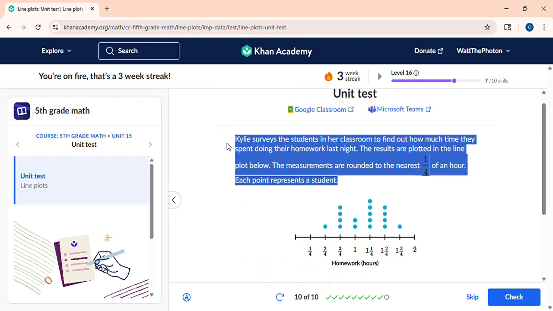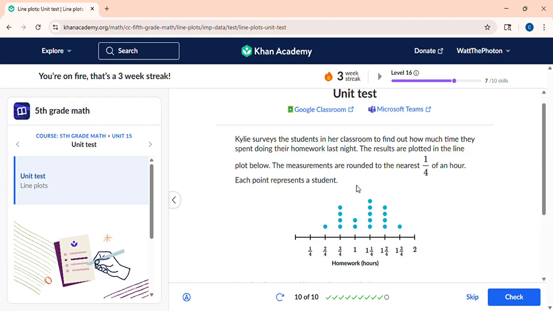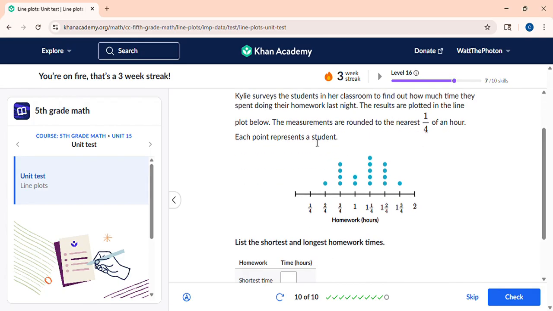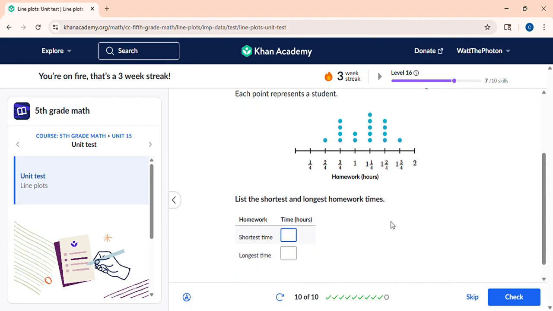Kyle surveys the students in our classroom to find out how much time they spent on their homework last night. The results are plotted below. The measurements are rounded to the nearest 1/4 of an hour. Each point represents a student. List the shortest and longest homework times. Shortest time is 1/2. Longest time is 1 3/4.